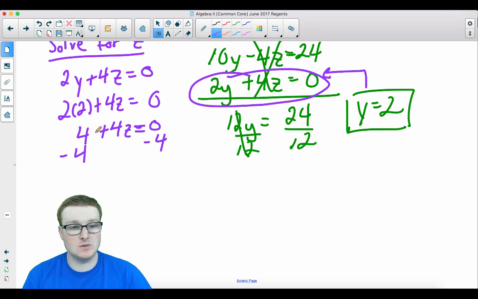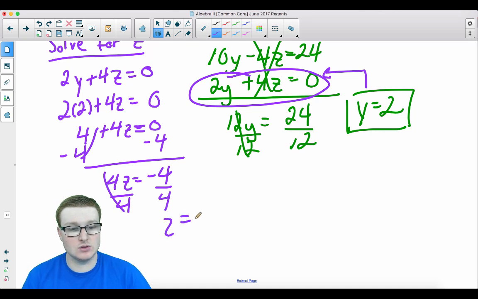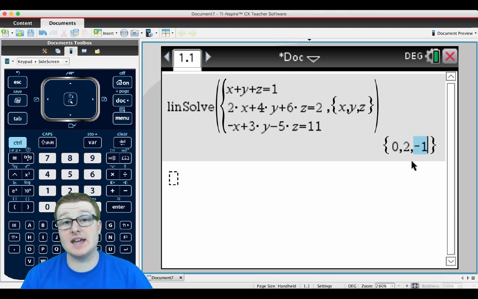Subtract that 4 on both sides. We get 4z is equal to negative 4. And then just divide by the 4. And you get z is equal to negative 1. Now, just to confirm, did we get that? Yes, we got negative 1 on our calculator.